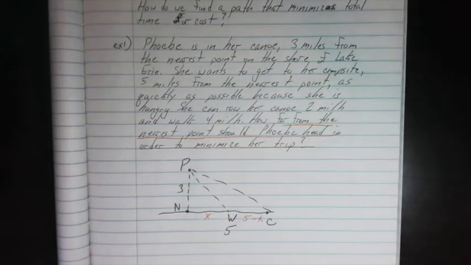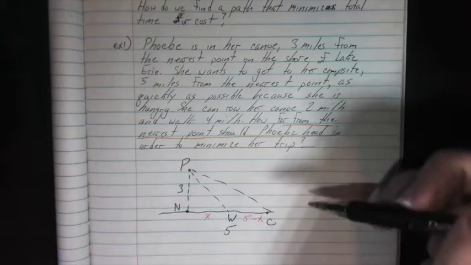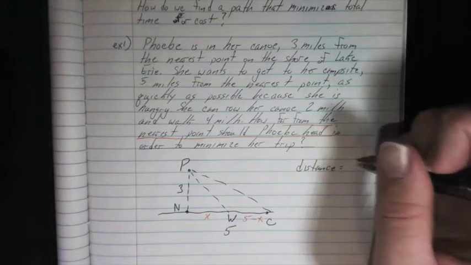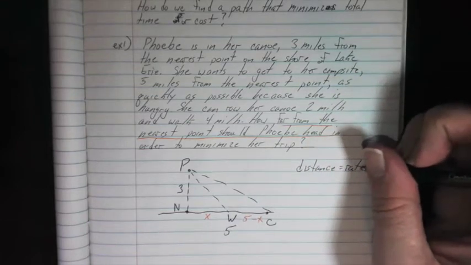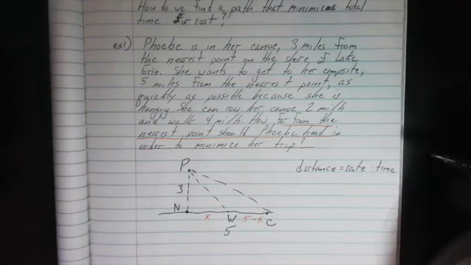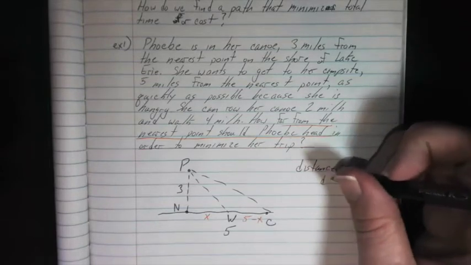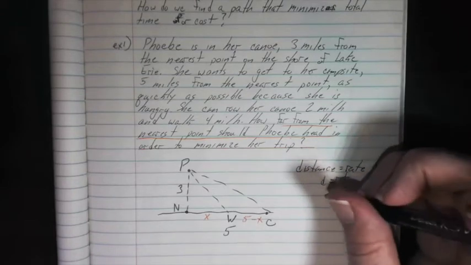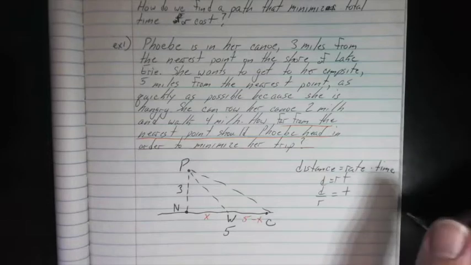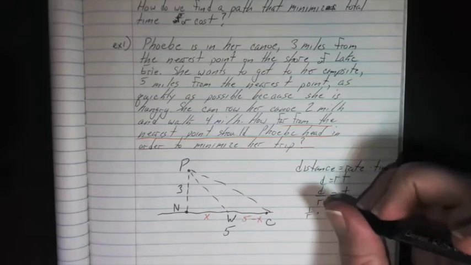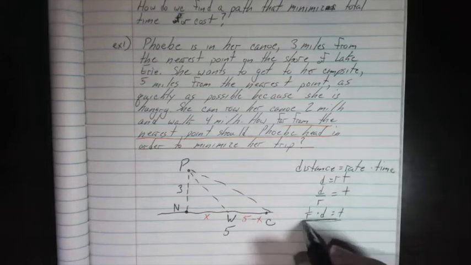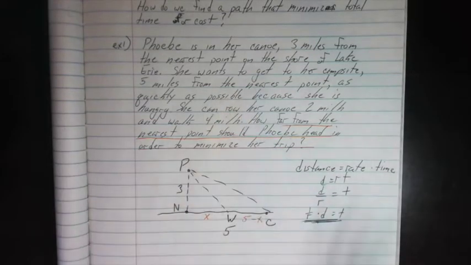Now, you've probably seen in other science and math classes, distance equals rate times time. It's a pretty common formula. And if we want to solve for time, we just divide both sides by r. So distance divided by rate equals t. You could also write it as 1 over r times distance equals t, time. And this is what we're going to be using with the information we have given.